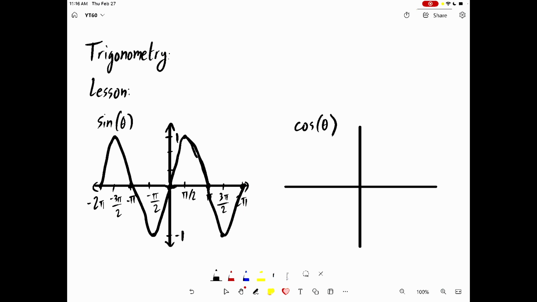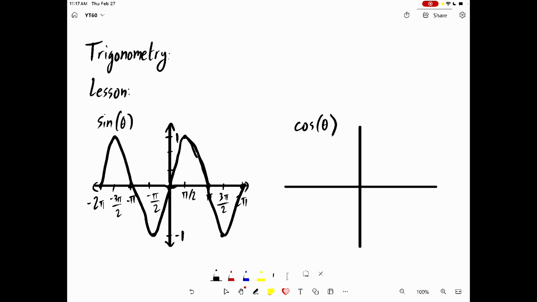This kind of looks like it's duplicated. And if you watch my last video about the unit circle and angles and negative angles and angles over 360 degrees or 2 pi radians, you'll know that sine of negative pi over 2 is equal to sine of 3 pi over 2. So the sine is also the same.